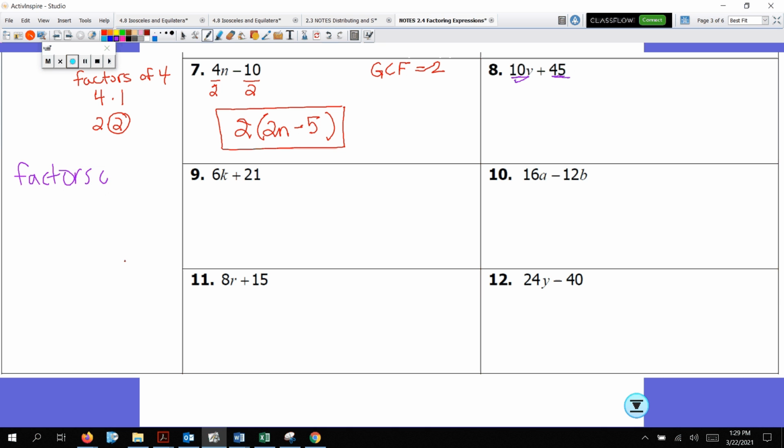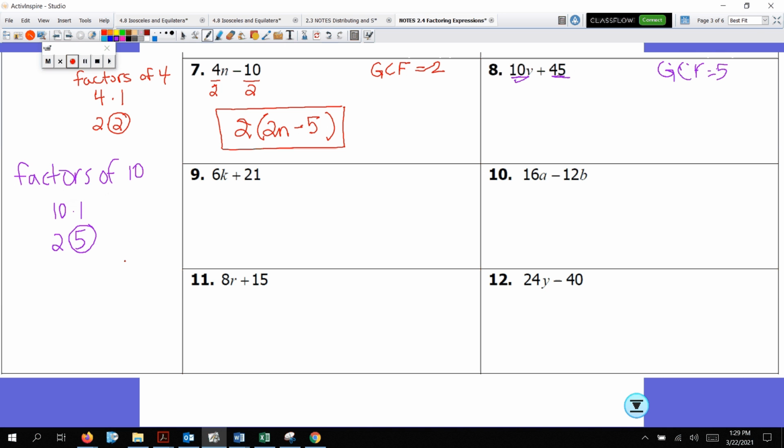Factors of 10. Well, we know it's 10 times 1. It's also 2 times 5. Okay, so we check 10, that doesn't work. Let's check 5, that's the next biggest factor. Does 5 go into 45? Yeah, 5 is our GCF. Because we're looking for the biggest number that goes into both, okay?